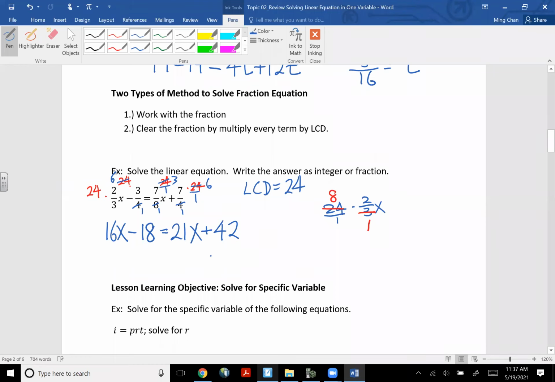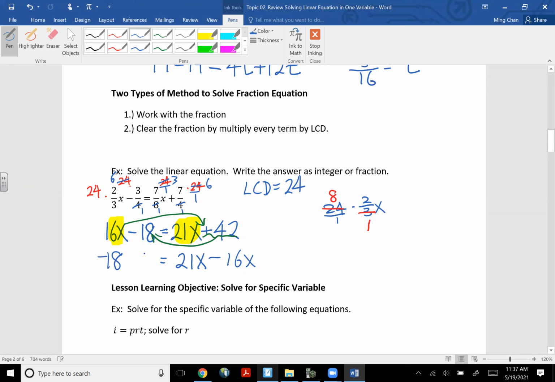All right, so I only got 4 terms here, right? So I got variable term 21x and 16x. They're on the opposite side. So 21 is bigger. So let's move the 16x over to the right side. Positive 42, move over to the left side. So I should still have 21x on the right. Positive 16x come over to the right, becomes negative. Negative 18 remains on the left side. Positive 42 move over to the left side, becomes negative.